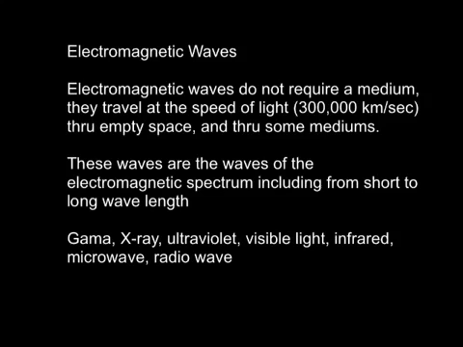Electromagnetic waves are the waves that will be important to us in the study of astronomy. Electromagnetic waves do not require a medium. They can travel through space. All electromagnetic waves travel at the speed of light, which is 300,000 kilometers per second, or 186,000 miles per second. They can travel through empty space, and they can also travel through some mediums. Different ones will travel through different mediums.